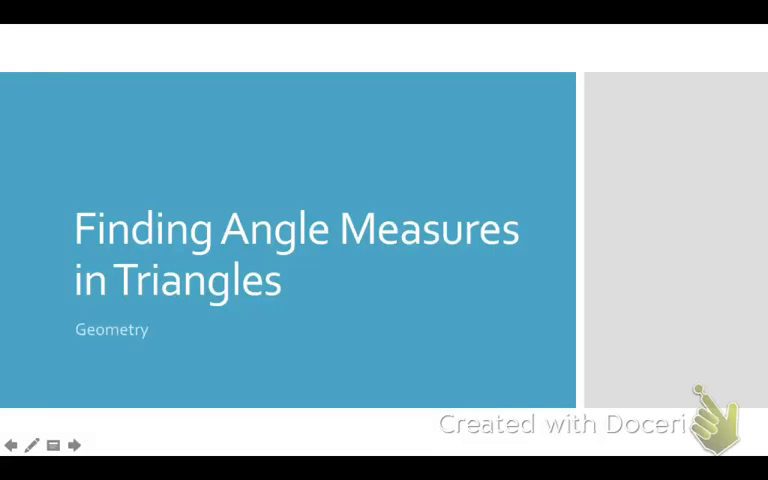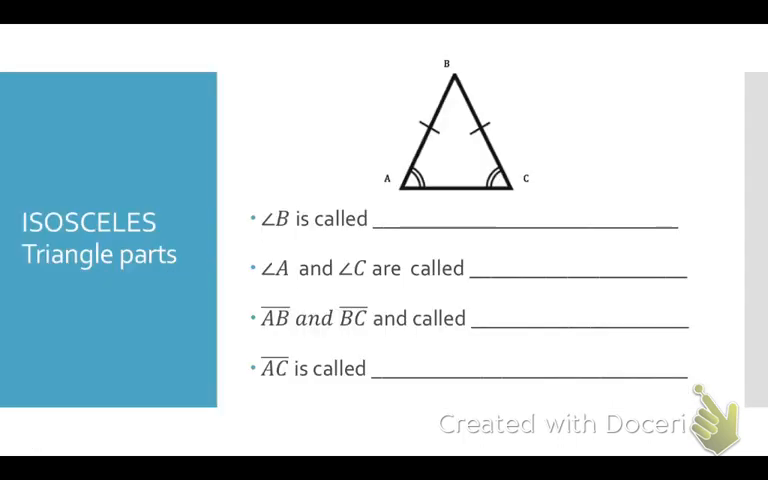Now that we've learned how to classify triangles, we're going to use some properties of triangles to find missing angles. So first let's look at isosceles triangles. An isosceles triangle has some special kind of parts. In this one, we see that we have two sides that are congruent, so it is isosceles. The angle between those two congruent sides is called the vertex.